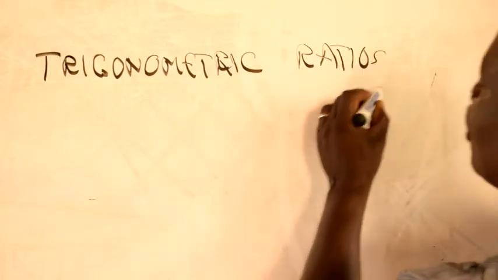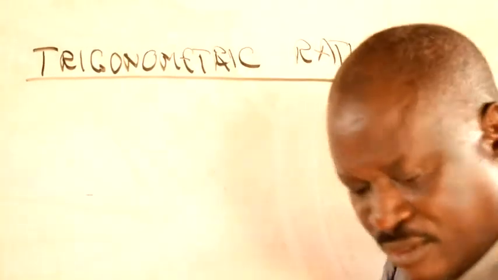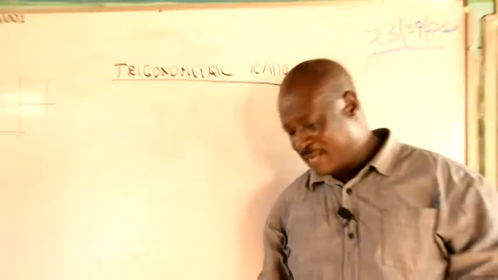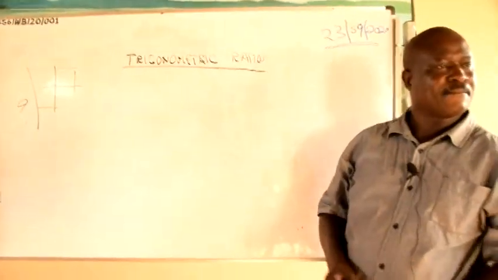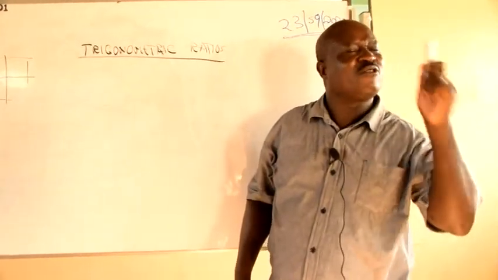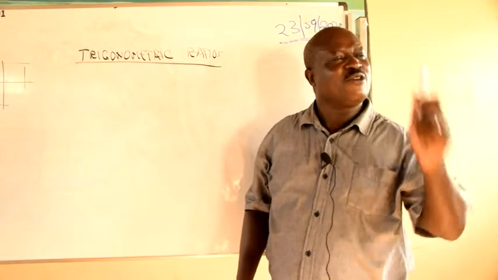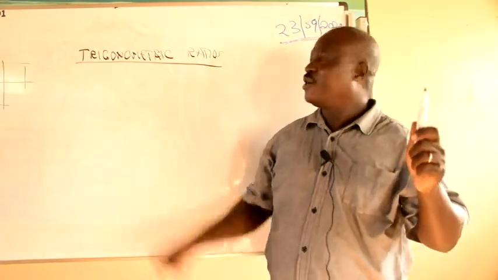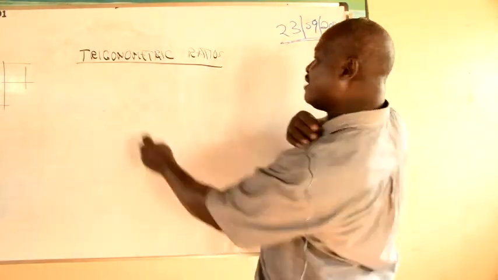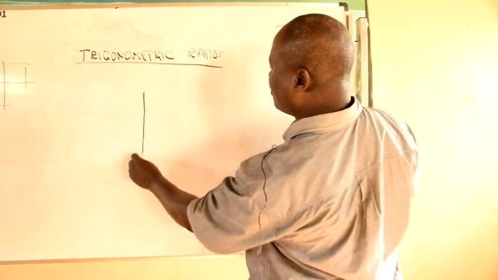You see, we are no longer in primary school. We are in advanced level. So, let's leave the primary things. I want us to learn about how to name sides of a right angle triangle. After we have known how to name sides of a right angle triangle, what I want to talk about will be very easy. My friends, look at this triangle.